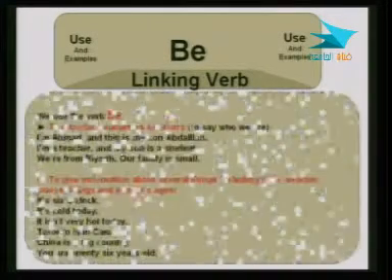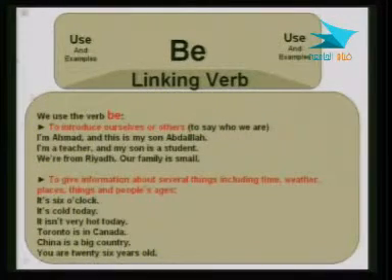Again. This is, of course, this slide tells us something about the use of the verb. We use the verb be to introduce ourselves or others, in other words, to say who we are. For example, I am Ahmed and this is my son Abdullah. I am a teacher and my son is a student. We are, or we're from Riyadh.